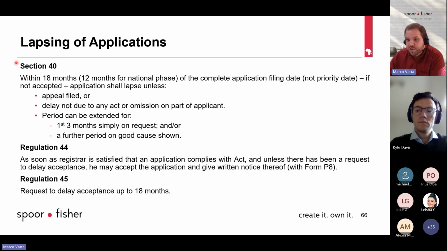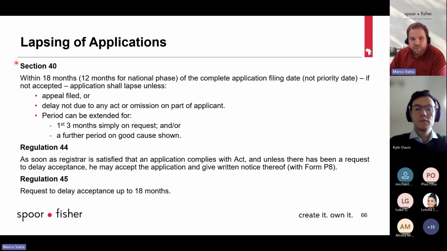As I said, the first 3 months of the acceptance deadline extension is granted as of right. So if you request the first 3-month extension after the 18 or 12-month period, it has to be granted. But any further request for an extension of that acceptance deadline by which to place the application in order, valid reasons are required. So the true reasons as to why you're requesting that extension must be provided to the registrar.